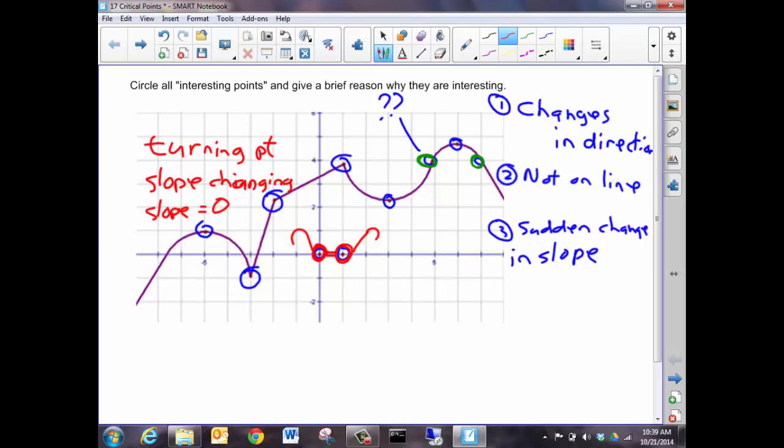Yeah, Josh, I'm glad. At one point, not that one there? Does the slope change from positive to negative there? No. Uh-oh. Oh, yeah, it's not differentiable. It is continuous, but it's not differentiable.